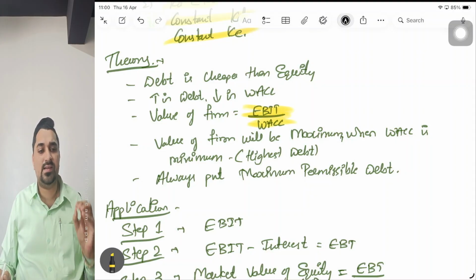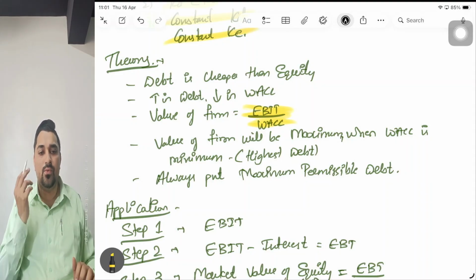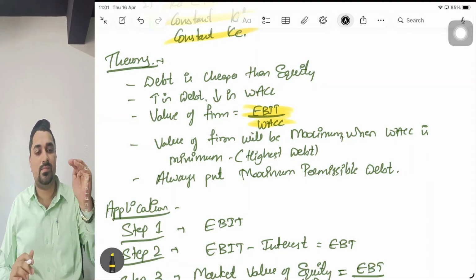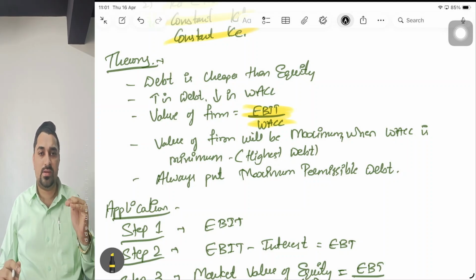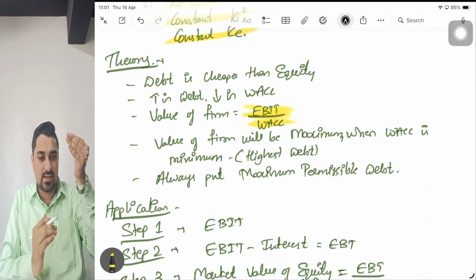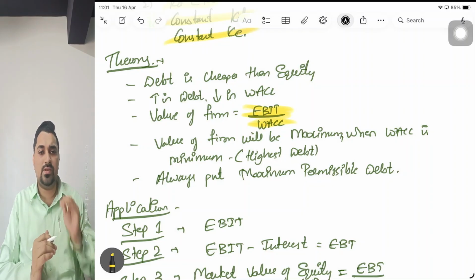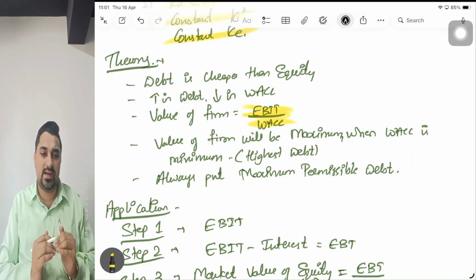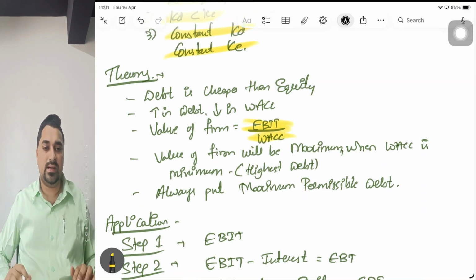Since I'm capitalizing the value of the firm using WACC, when will the value of the firm be maximum? When WACC will be minimum. When will WACC be minimum? When there is maximum debt. Understood? What is the theory trying to say? Debt is a cheaper source of finance. Increasing the proportion of debt in the capital structure will cause a reduction in WACC. How is value of the firm determined? Using the formula EBIT divided by WACC. So whenever WACC is minimum, value of the firm will be maximum. So this is the theory given by net income approach.